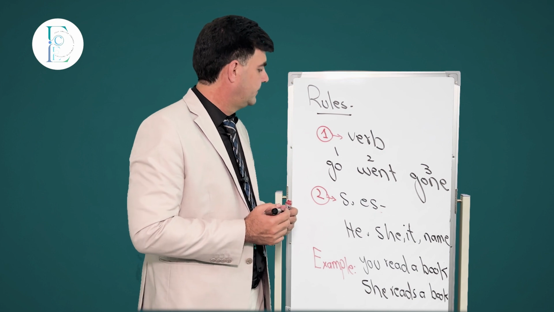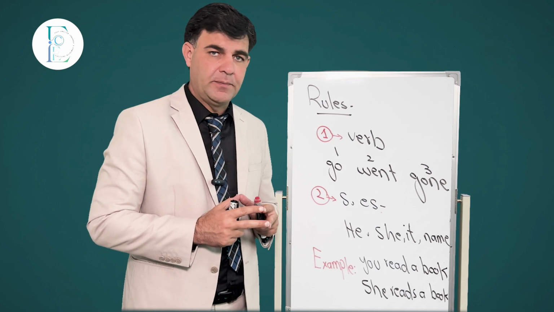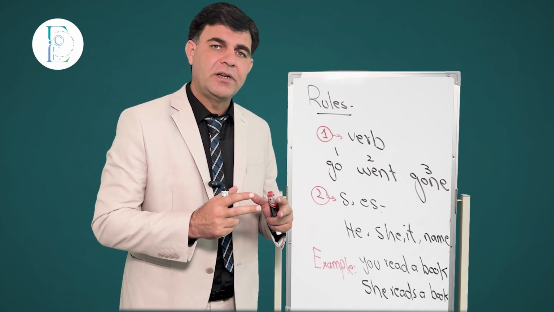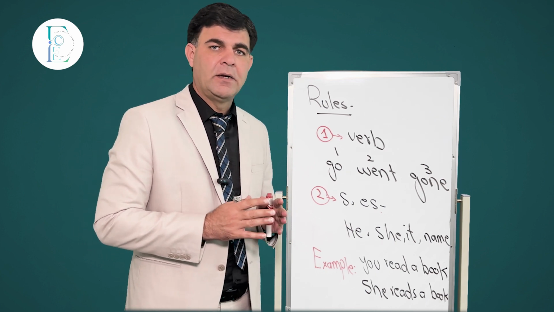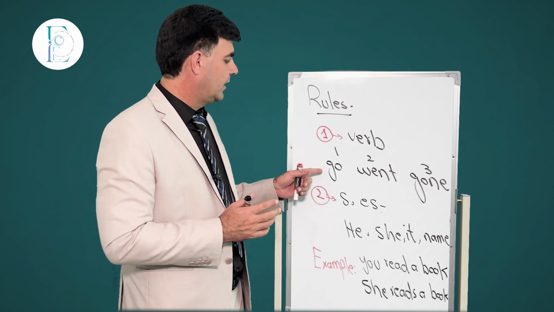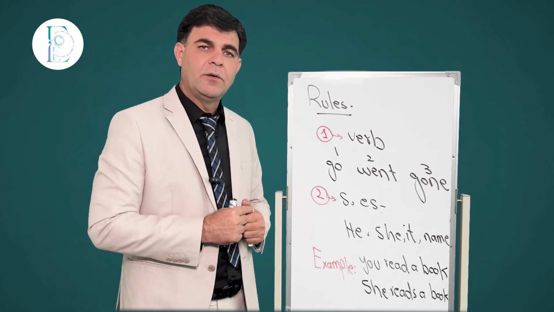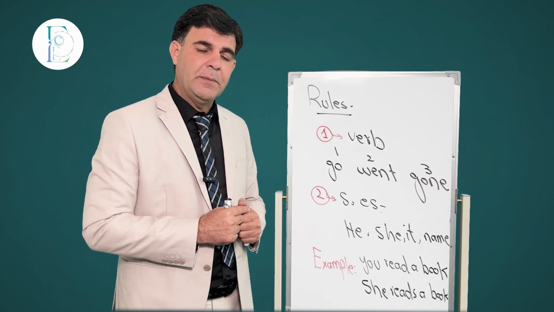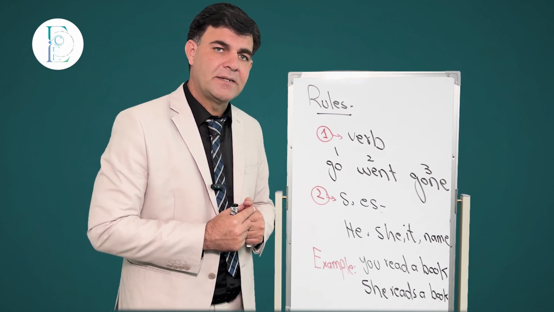Rule number 1. Whenever we want to make a sentence, we need a verb. In the English language, each verb has 3 forms. Go, went, gone; play, played, played; write, wrote, written; see, saw, seen. So here, go, went, and gone. You can see it clearly. Go is the first form of the verb, went is the second form, and gone is the third form of the verb. In present simple tense, we use the first form of the verb.